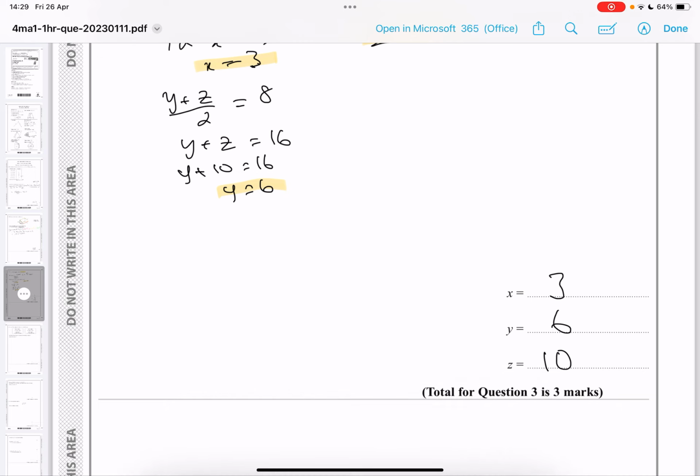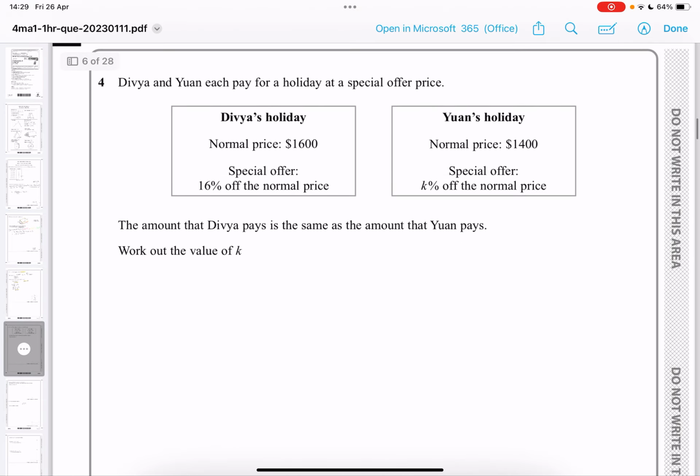Okay, next question. Divya and Yuan each pay for a holiday at a special offer price. The amount that Divya pays is the same as the amount that Yuan pays. Work out the value of k.